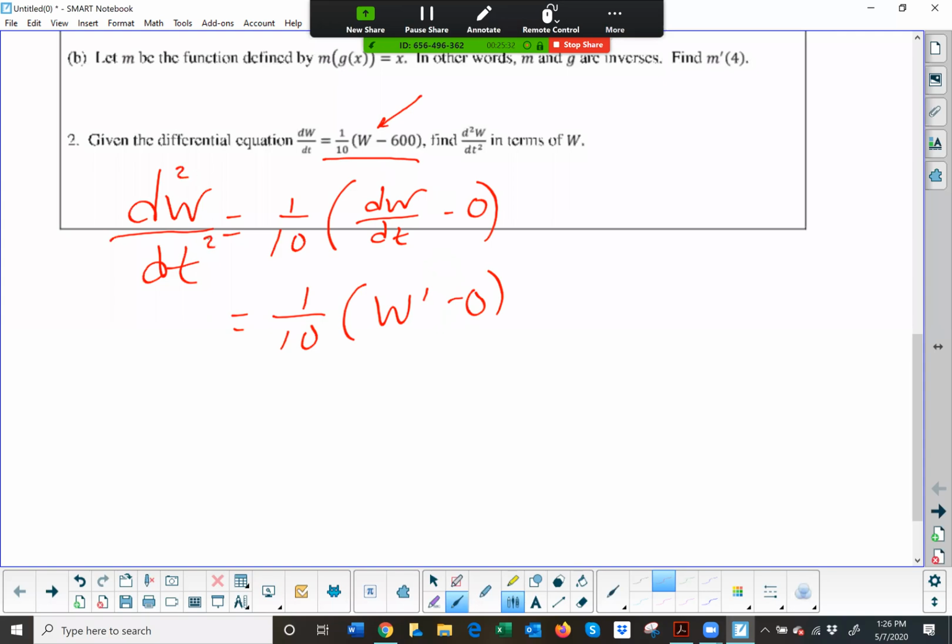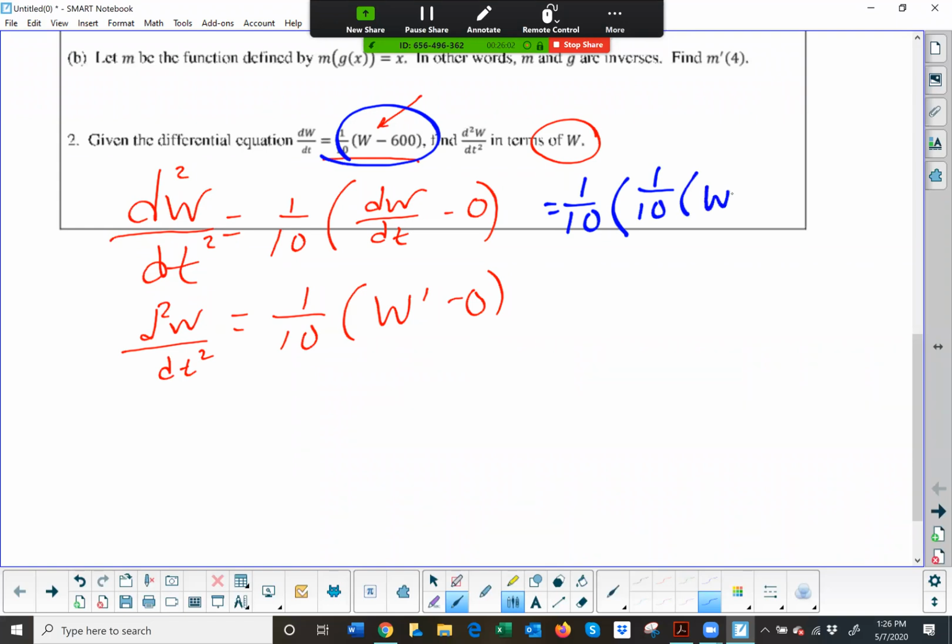Oops, I was going into second derivative. I've got to indicate second derivative notation. So second derivative of W with respect to t, and I get this. But I can't leave my answer as W prime or dW/dt. So what do we do? We just go back and substitute the first derivative back in, don't we? It replaces that. So I end up saying I've got 1/10 of what was dW/dt, but it was 1/10 W minus 600. And there I can leave my answer at that spot.